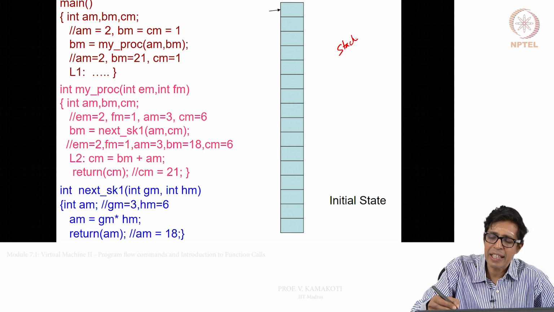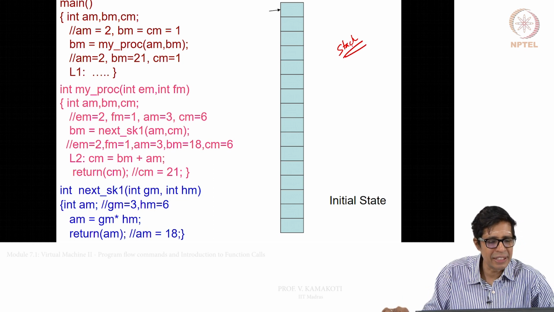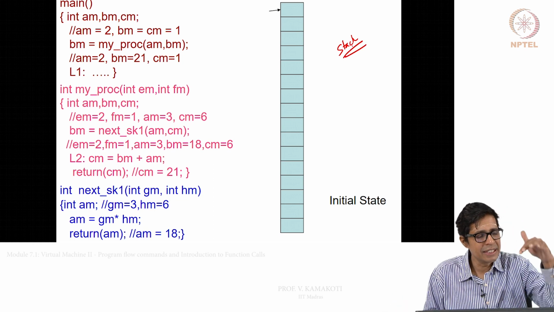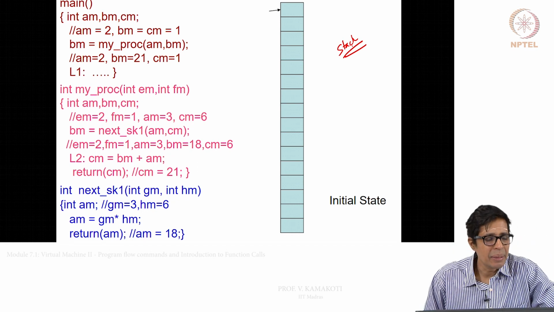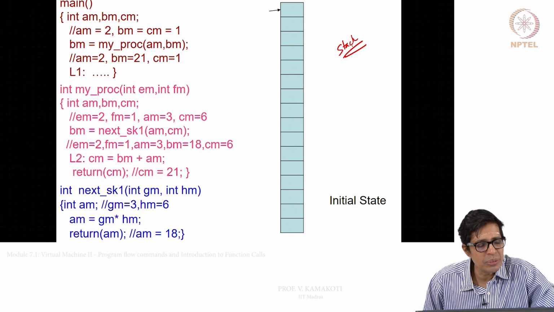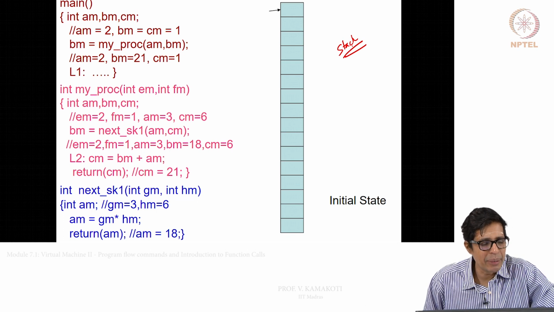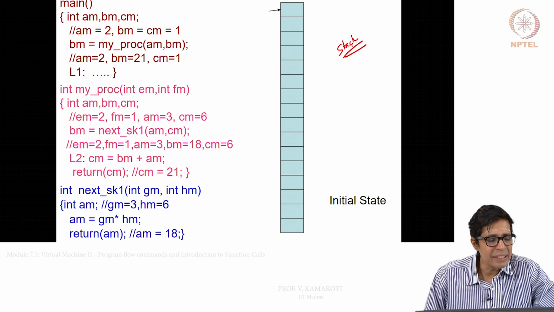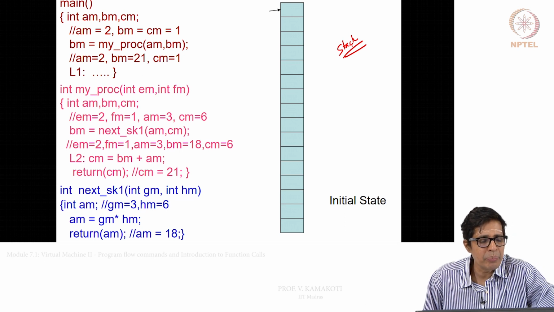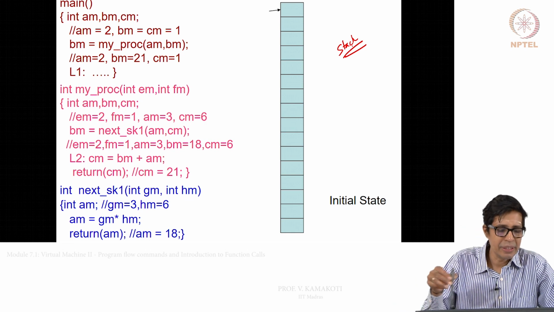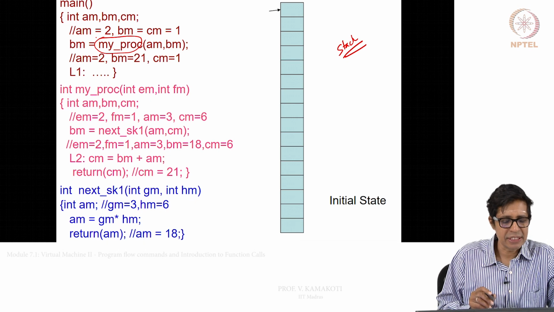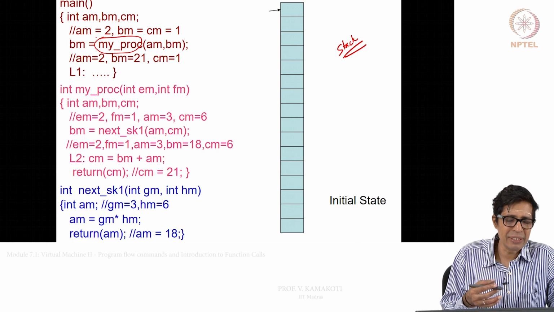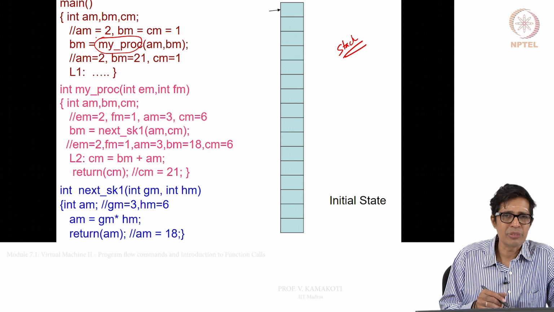Why do we use a stack? The thing will become clear in a while. Now, let us see main. So, it is a C program. There is main. The main actually has certain local variables AM, BM and CM, and now main is basically calling myproc, right. This is a function that it is calling. So, main is the calling function, myproc is the called function.